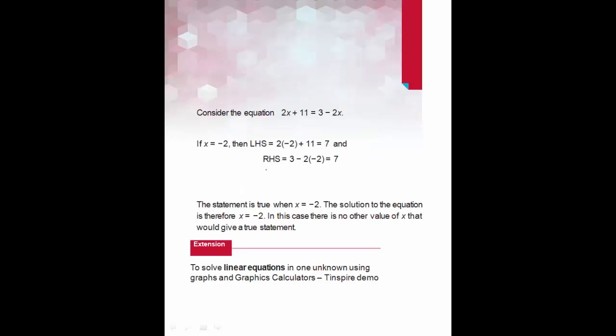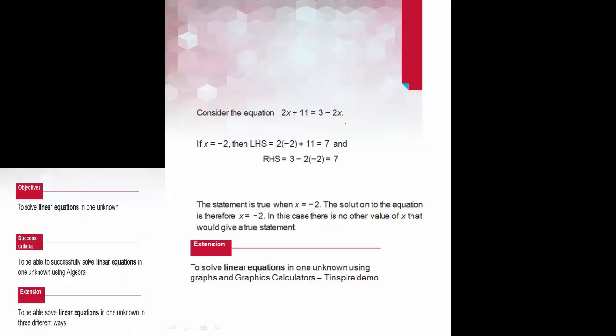Okay, now if we look at this equation, 2x plus 11 equals 3 minus 2x, there's a solution for it. In linear equations, normally there's only one solution, if there is a solution. We'll discuss when we don't have solutions and other types later. But for now, let us concentrate on when we do have a solution.